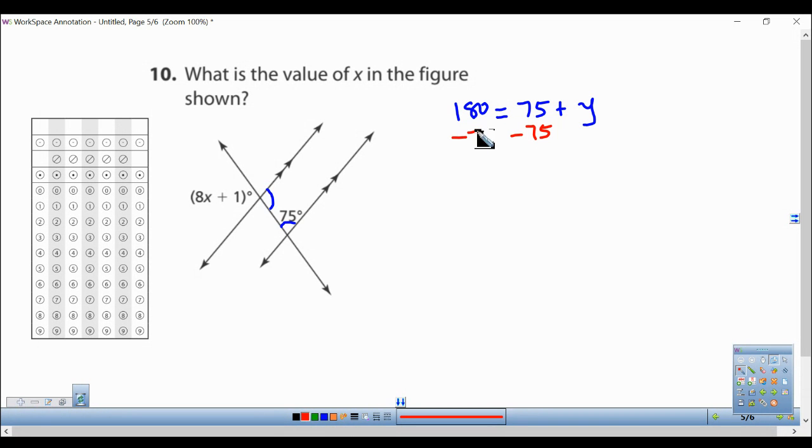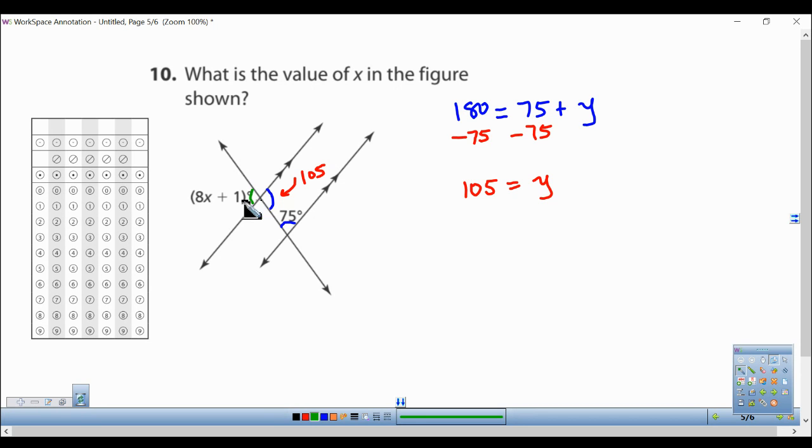Opposite of addition is subtraction. Subtract 75 from both sides. 180 minus 75 gives me 105 is equal to y. So this angle right here is 105. Now, because of vertical angles, this angle right here is vertical to this angle right here.